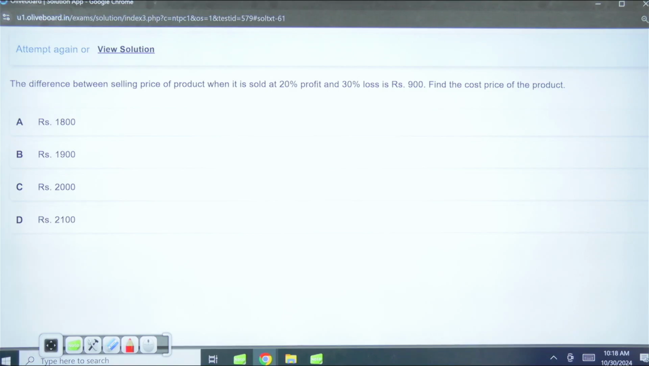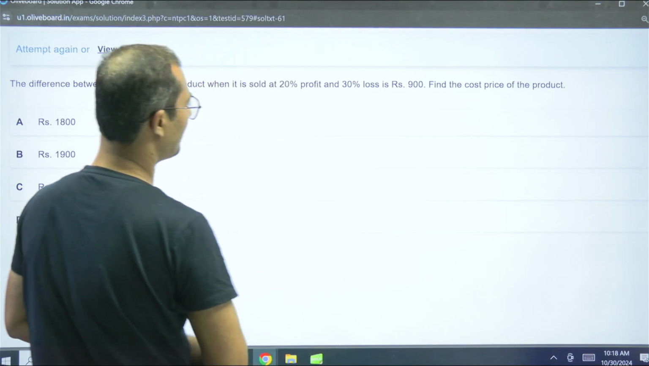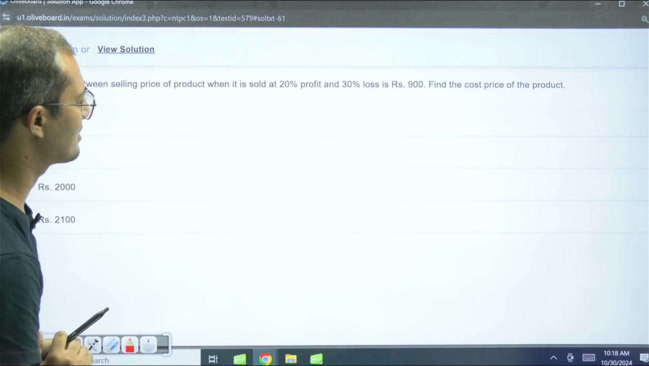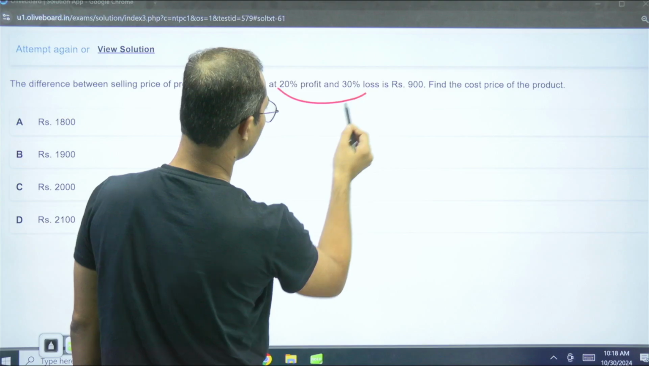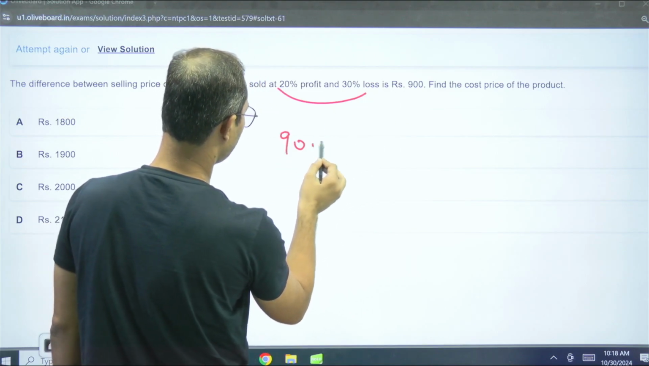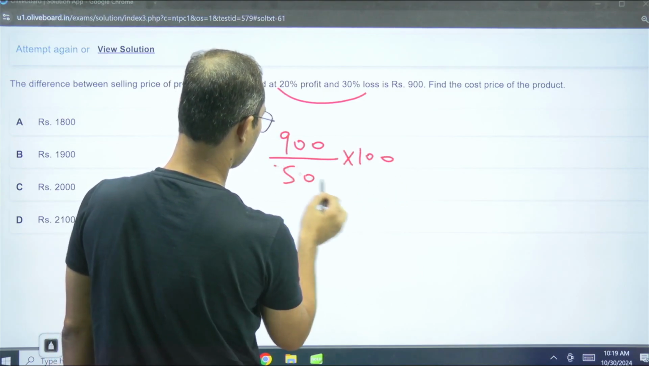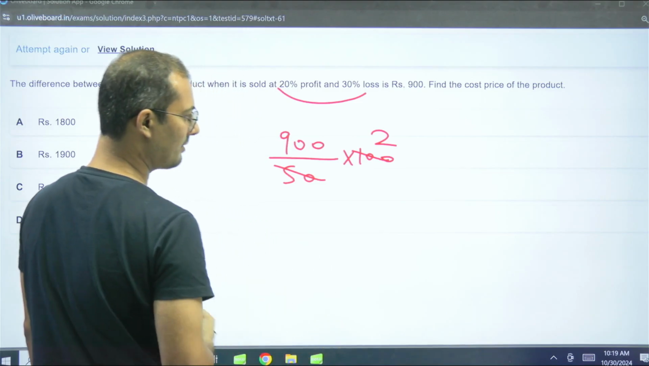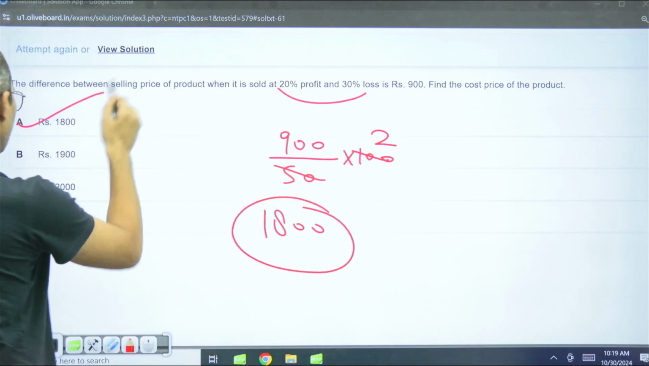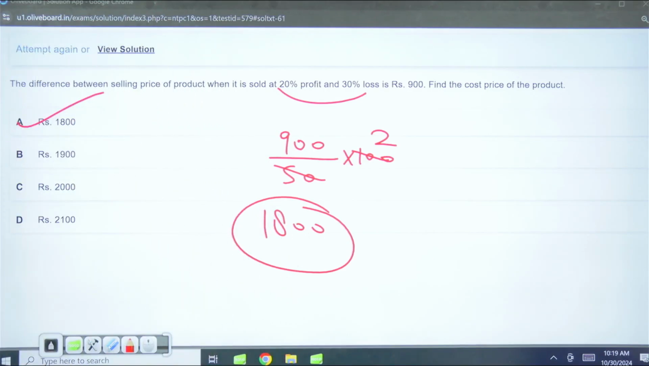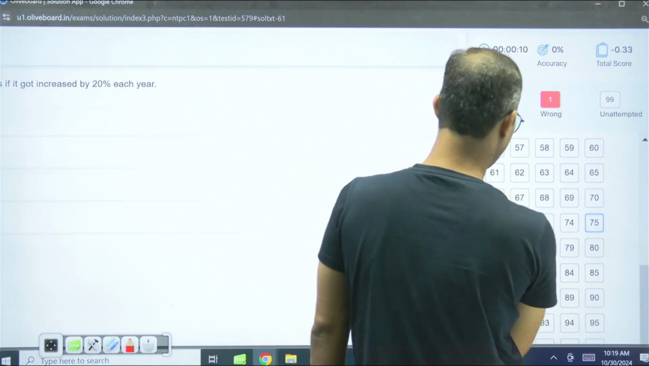See, the difference between the selling price of a product when it is sold at 20% profit and 30% loss is 900. So we can say that the difference, 50%, is equal to 900, right? So what is the cost price? Making double order, right? So dividing by 50 and multiplying by 100, we can say that 1800 is the right answer. A is the right answer. So moving to next question.